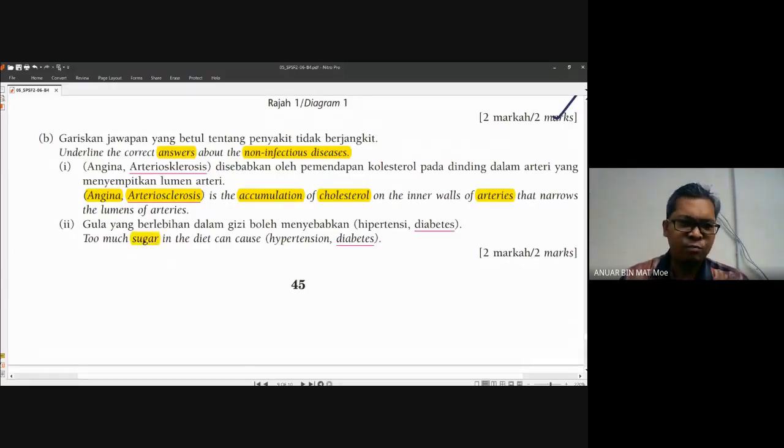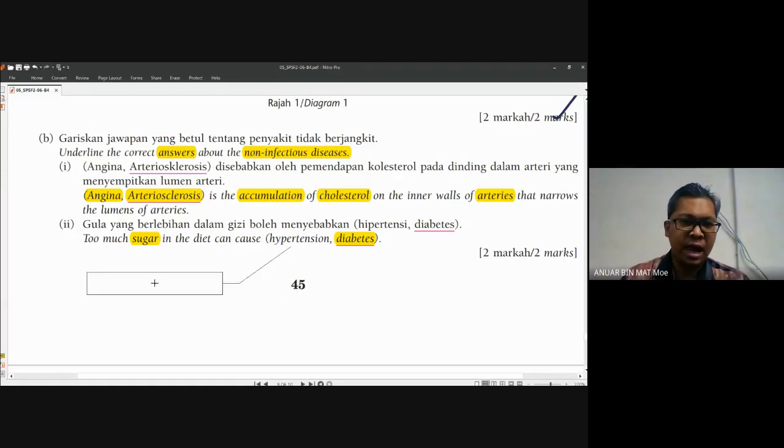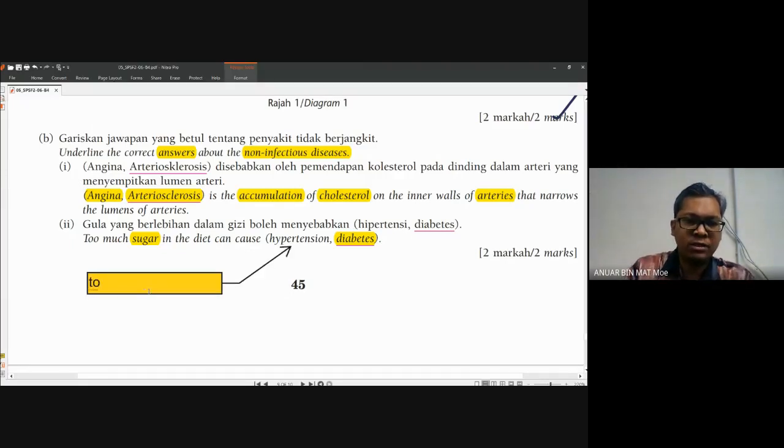This one is very easy, because too much sugar will cause diabetes. Okay. Hypertension, class. What is the cause of hypertension? Anybody can give me the answer? Too much sugar, diabetes, correct. But hypertension, what's the cause, you think? Hypertension is high blood pressure, right? So what is the cause? Too much what? Diabetes, too much sugar. Hypertension, too much what, you think? Anybody?